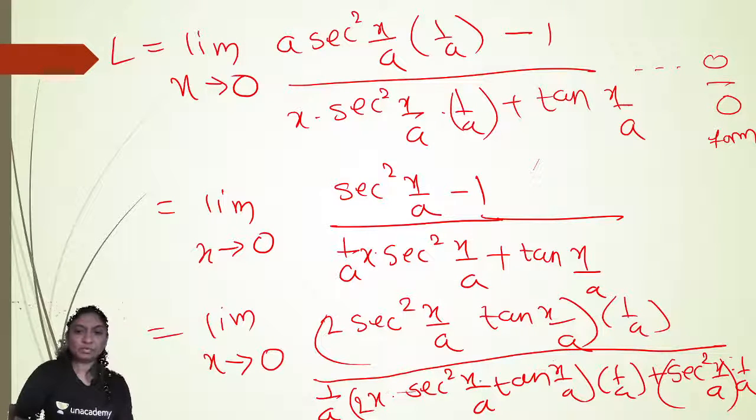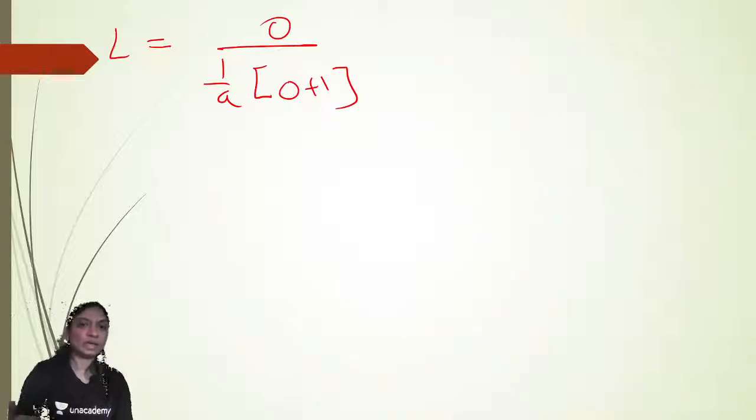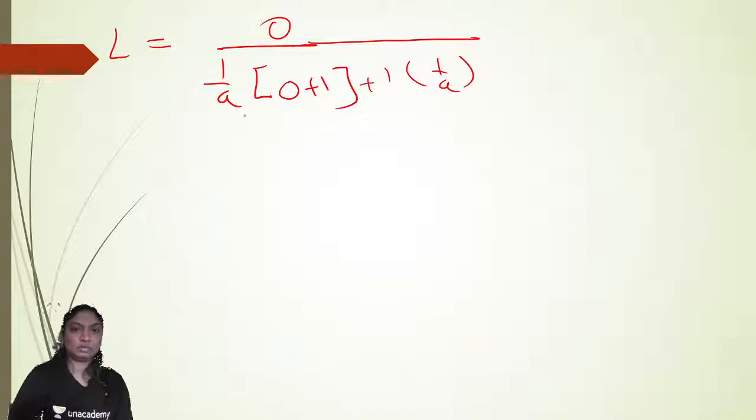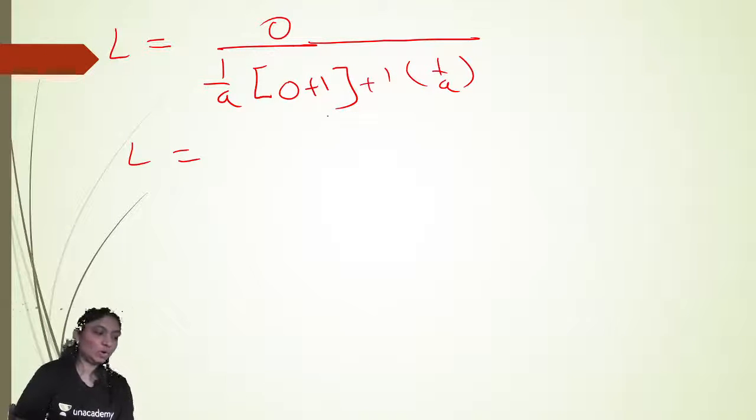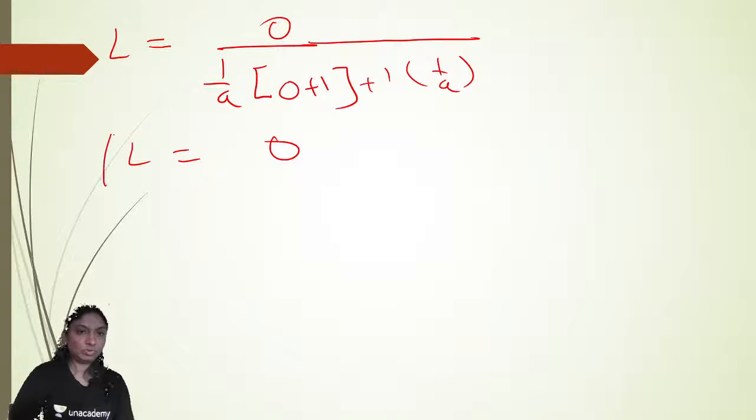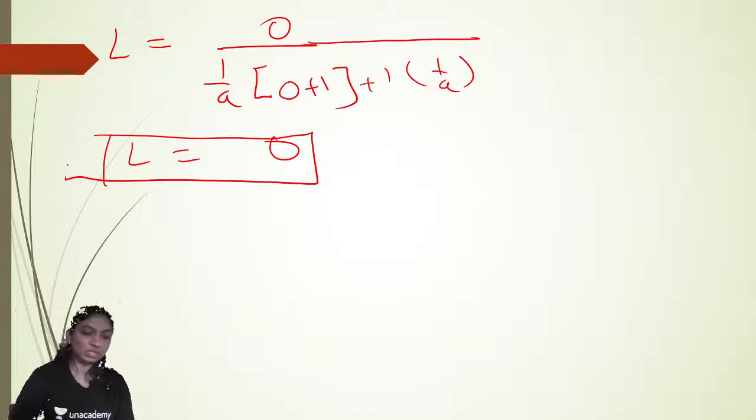1 by a into 0 plus 1, it means here sec square x by a, where 0 is 1, again 1 by a, right? So plus 1 into 1 by a, this will become 0 upon anything, so it is 0 upon form here. I hope you are getting it clearly.